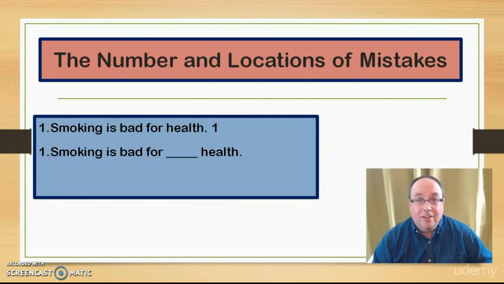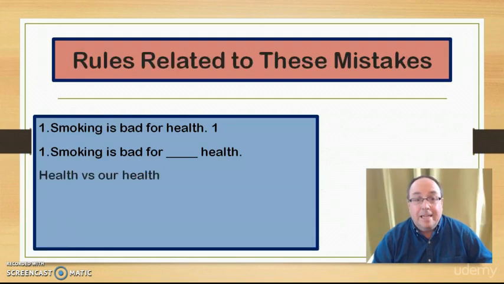All right? And now on the next slide, I tell you what grammar rules are being broken. Do we say health versus our health? Okay? Smoking is bad for our health. We have to give the health to someone. It has to be owned by somebody. We don't say just health. So our health, people's health, your health. So the sentence would be correct if we said smoking is bad for our health or smoking is bad for your health. Let's go on to number 2.